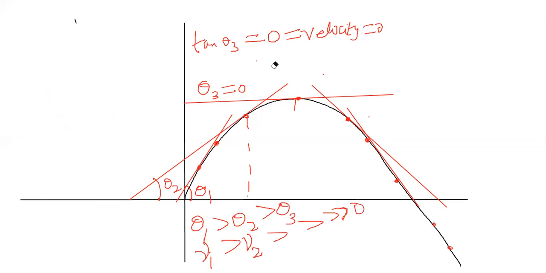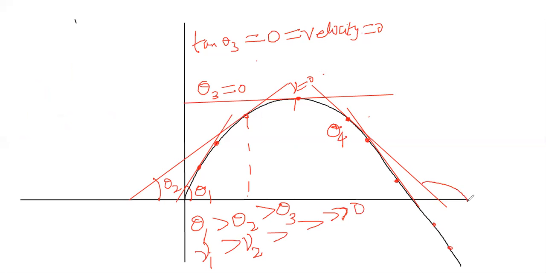Now till here you understood that here the velocity is 0. That means the final velocity has become 0. Now let us see what happens to the next point. What is this? Theta 4, let us say. What is theta 4? Now is the question of theta 4.